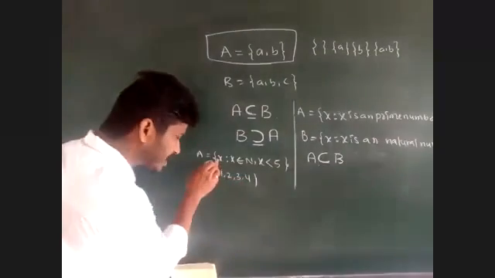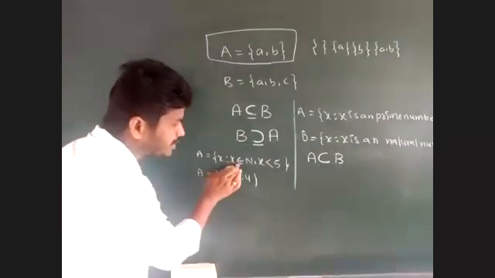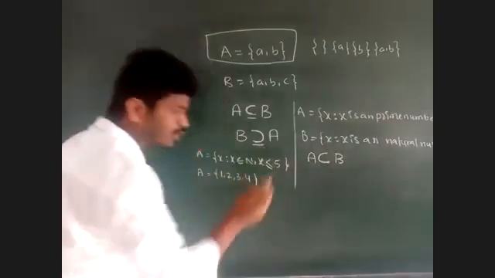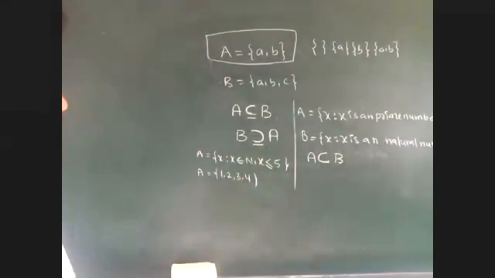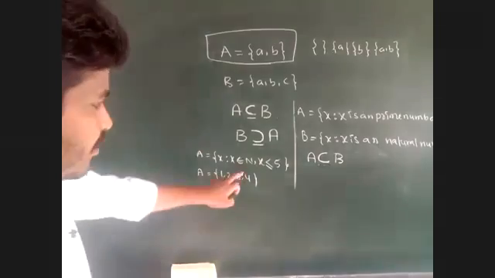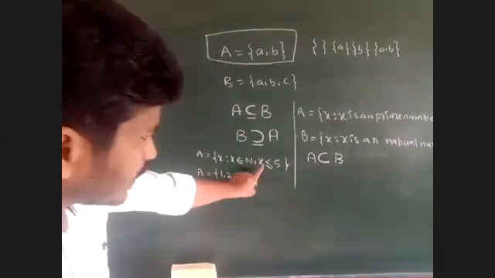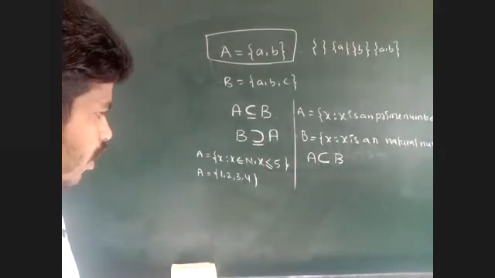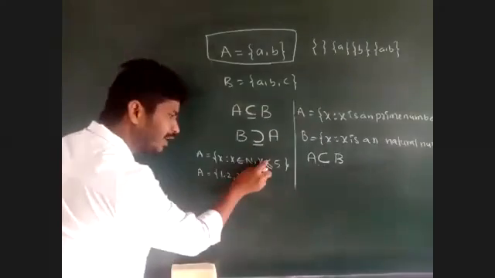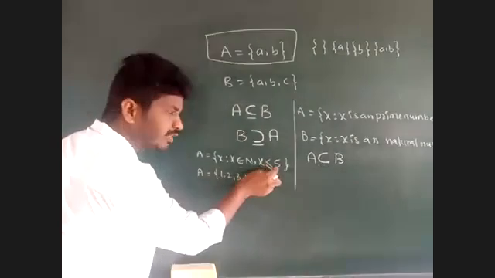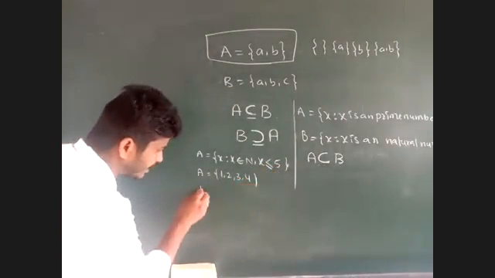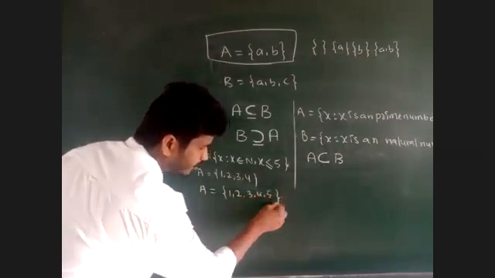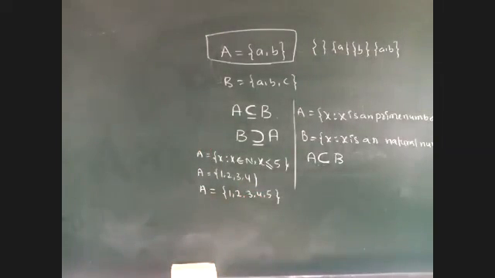If you take the same condition, x belongs to natural numbers, that are less than or equal to 5, then what is the condition for that? x less than or equal to 5. Even 5 is included: 1, 2, 3, 4, 5. That's why we should consider up to 5. Set A equal to {1, 2, 3, 4, 5}.